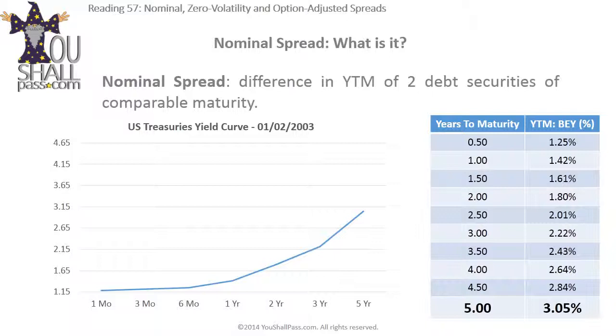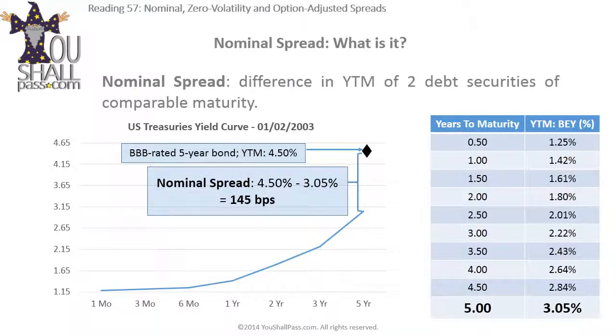Nominal spreads are the easiest to understand and thus also the most conventionally used measure of yield spread of one bond over another. It's simply the difference in YTM between two bonds of comparable maturity. For example, if you take the US Treasury yield curve from Jan 2003, the yield on a 5-year Treasury note was 3.05%. And if at that point in time a BBB rated corporate bond, which also had 5 years remaining to maturity, yielded 4.5%, then the nominal spread between the two would be 145 basis points.